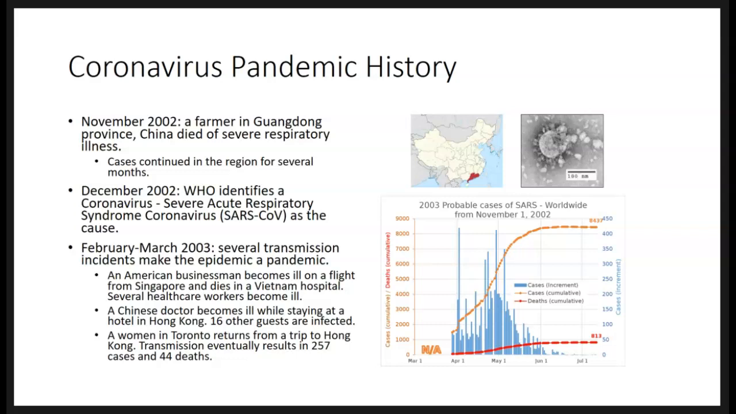Thankfully, due to a good public health response around the world and some aspects of this virus, for example, people became sick very quickly after acquiring the virus, we were able to identify cases and prevent the spread of this disease around the world. At the end of the pandemic, only 8,437 people had become infected, although 813 of them had died of the disease.